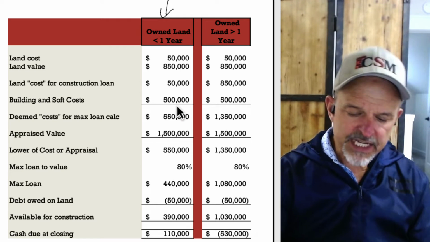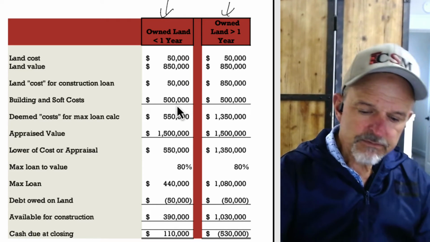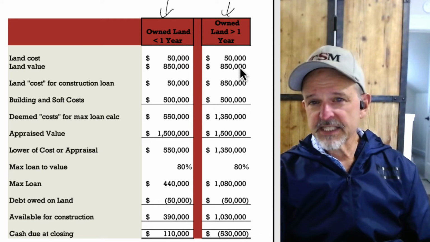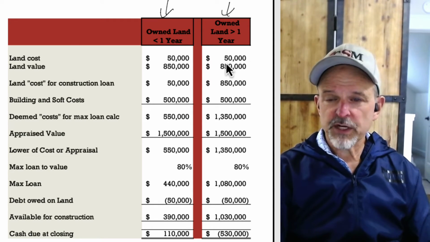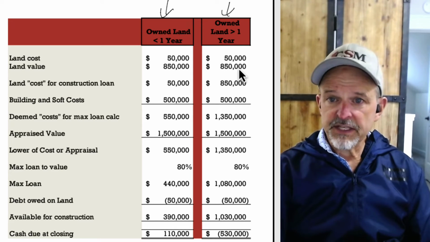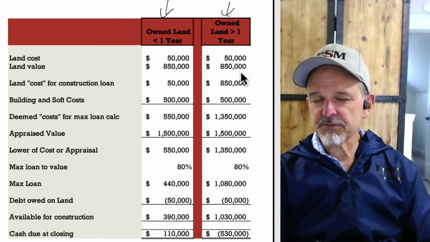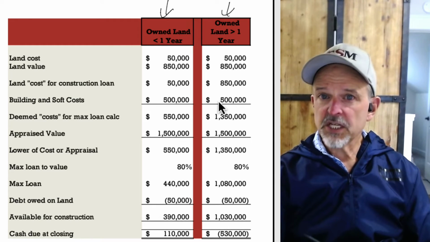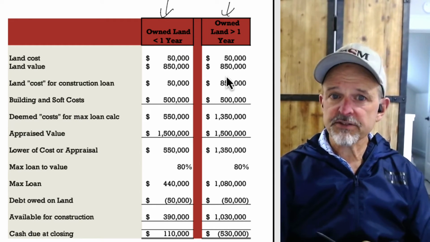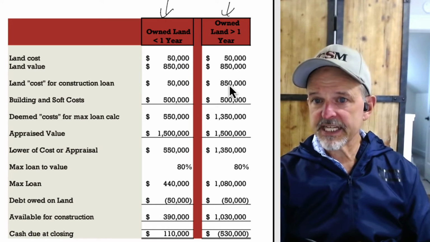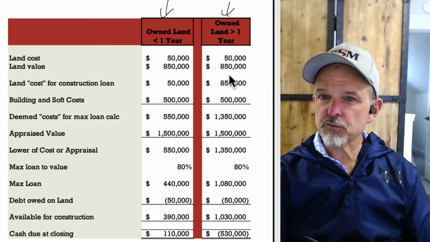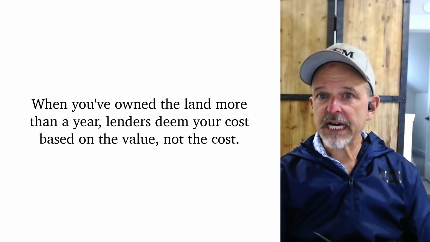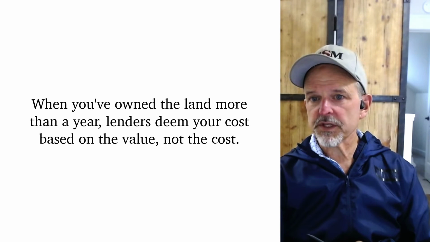Now, let's look at the second scenario. Let's say you own this land for more than a year. The land cost, and this is a situation I'm very familiar with, people I know, the actual cost was $50,000, but they've owned it a very long time, and it really is worth $850,000. So for purposes of this construction loan, the cost of this land is $850,000, even though the real cost is only $50,000. But they're going to give you credit for the value of that land because you've owned it for more than a year.